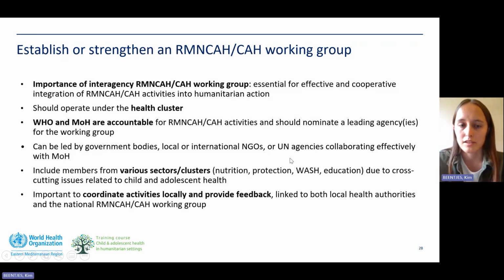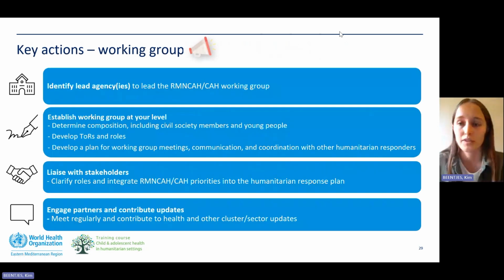The key actions linked to this are identifying lead agencies to lead the working group, establishing a working group at your level. This includes determining the composition, including civil society members and also young people, developing TORs, and also developing a plan for meetings and communication. Then the next one is to liaise with stakeholders, clarifying roles and integrating priorities in the humanitarian response plan, and then engaging partners and contributing updates, meeting regularly to contribute to health and other cluster or sector updates.